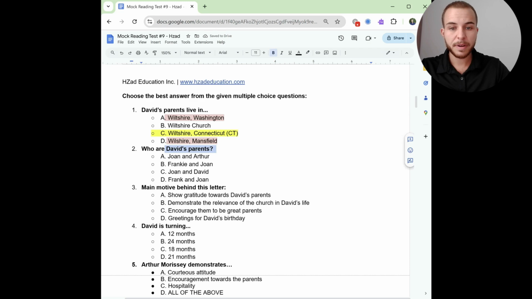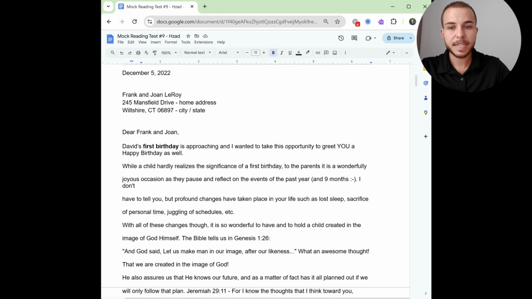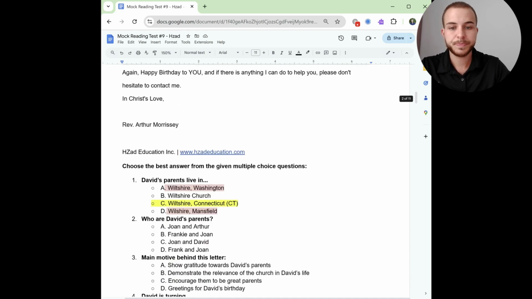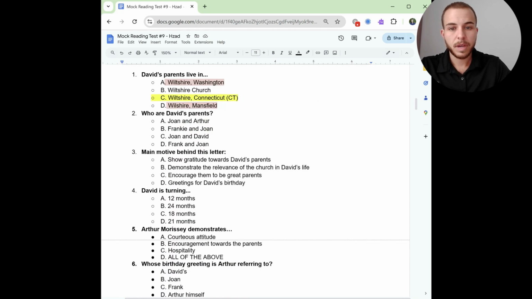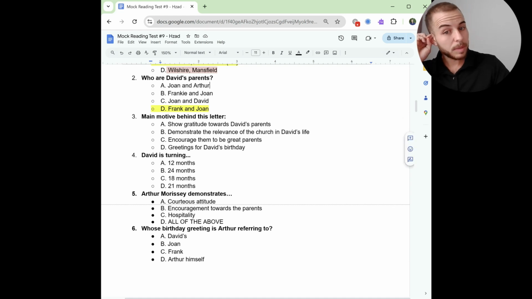Who are David's parents? Well, David is the kid, and they sent it to Dear Frank and Joanne, the parents. Frank and Joanne, here we go. Those are the parents. The main motives for the letter. So the motives mean the reasoning for the letter. To show gratitude, demonstrate relevance to the church, encourage them to be great parents, greetings for his birthday.